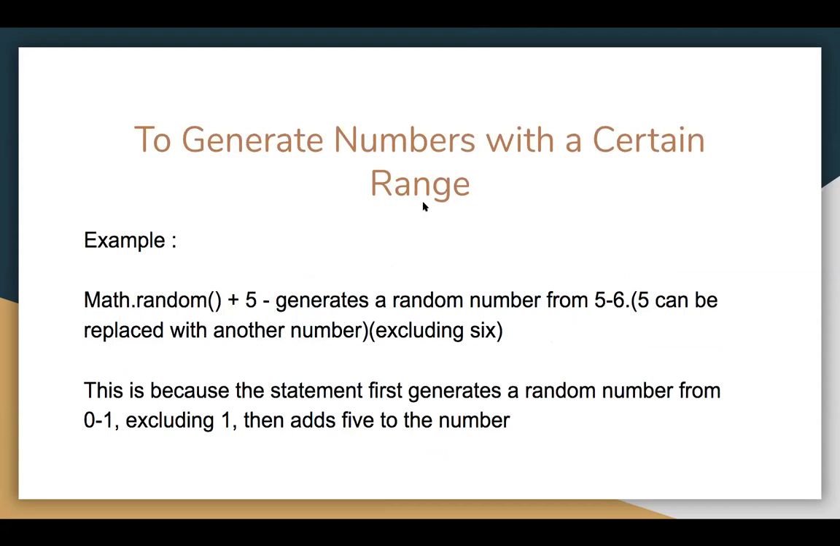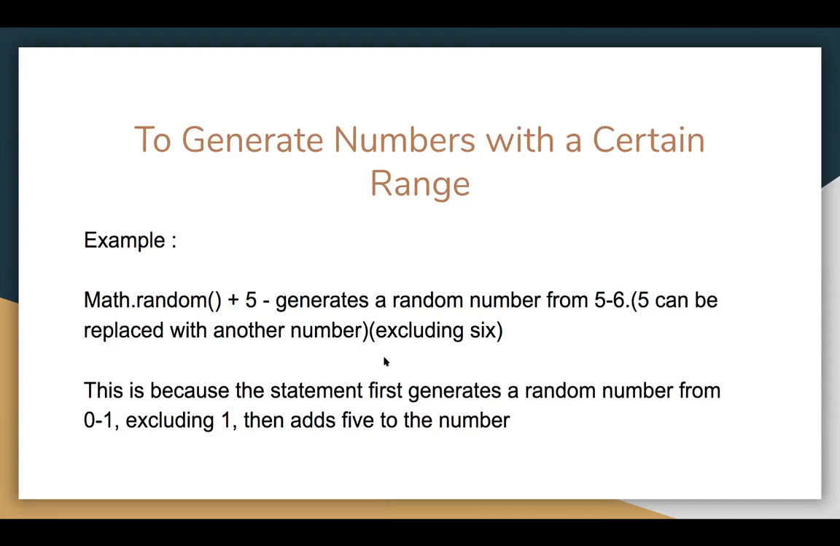Again, to generate numbers with a certain range. And this is another example. You can see here that I have the same math.random, but this time, instead of multiplying something, I add 5. And what this does is generate a random number from 5 to 6, and 5 can be replaced with any other number. And of course, this goes from 5 to 6, excluding 6. This is because this statement first generates a random number from 0 to 1, excluding 1, courtesy of this statement. And then it adds 5 to that number. So that's why you get 5 to 6.